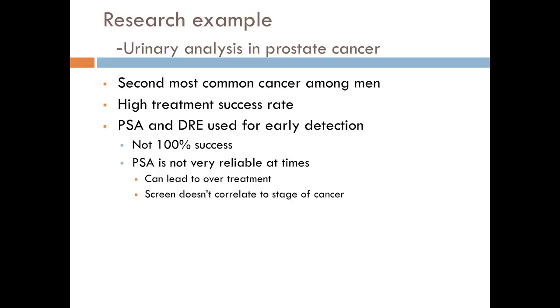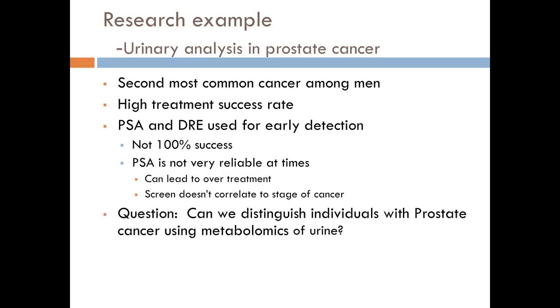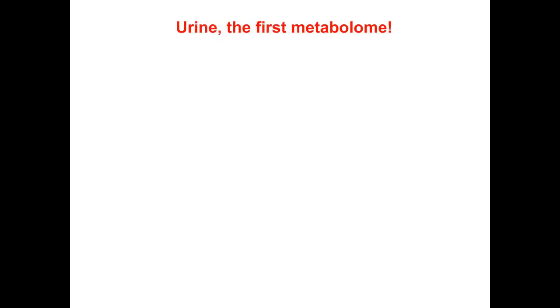In our research example, I'm going to talk to you today about the analysis of urine for prostate cancer. Prostate cancer, of course, is the second most common cancer among men. It has a very high treatment success rate, but there's also overtreatment, and there's not 100% success in terms of diagnostic potential. PSA tests are often done, as well as DREs, to do early detection, and PSA is not really reliable at times. It can lead to overtreatment and has led to overtreatment in the past, and screening doesn't often correlate to the stage of the cancer.